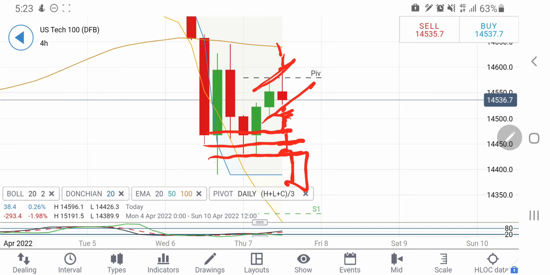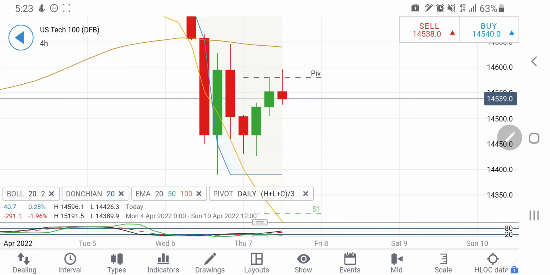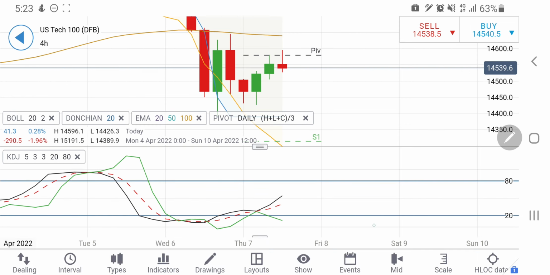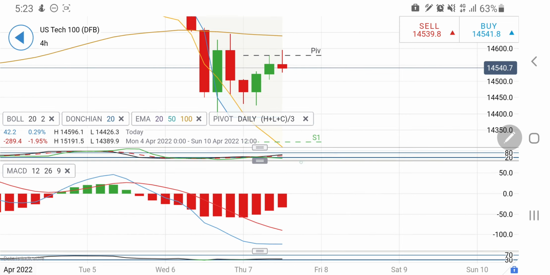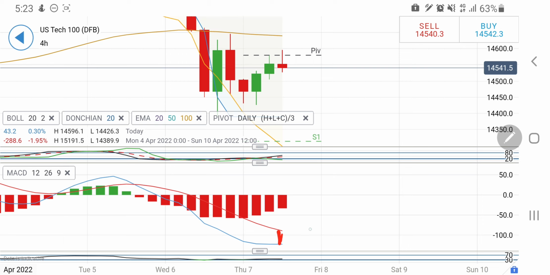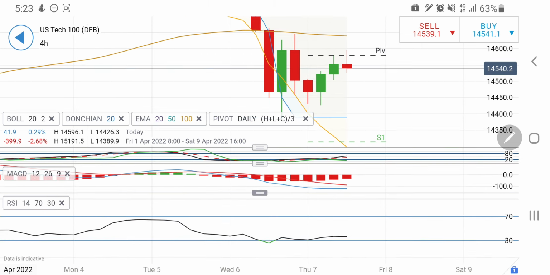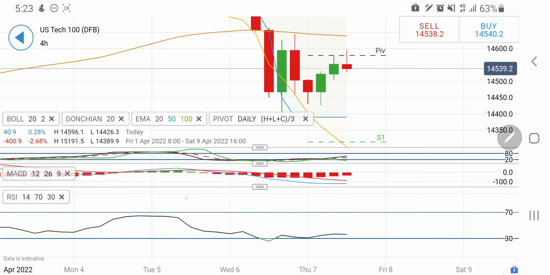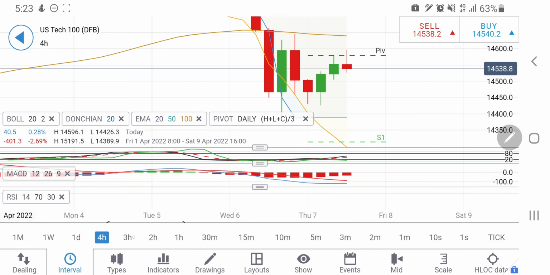If you see it trading above 14600, then you can take a long entry for 14650, and then it will try to head towards 14700 also. Now look at the stochastic on the 4-hour charts, looking upwards here. MACD is trying to converge and cross over. It was bearish, and now it is trying to converge and cross over, hence a bullish move can be expected. RSI is not showing any signs there.